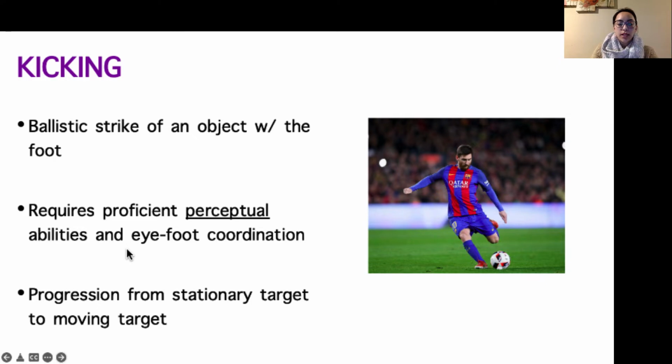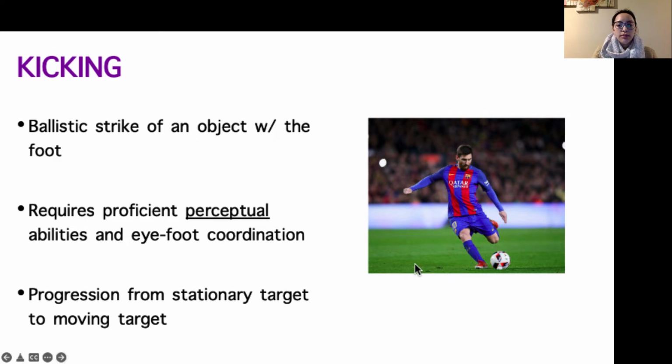If you think about whether a ball is stationary or moving, that requires the eyes to be able to track where the ball is in space, and then match that up with the movement pattern of where the foot is actually going to meet the ball or make contact. So there's eye-foot coordination that goes into kicking that we haven't really seen in our other ballistic skill examples. Usually kickers starting early to proficient progress from a stationary target to a moving target, just for ease of transition.